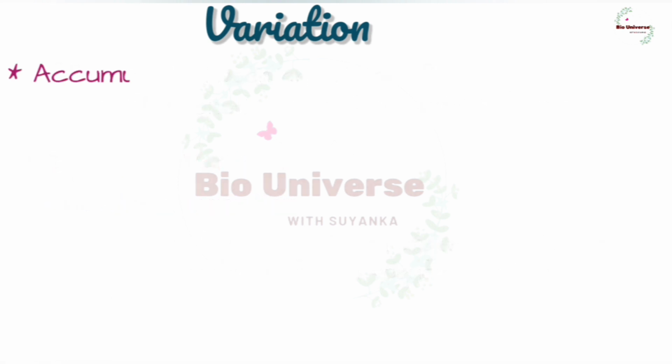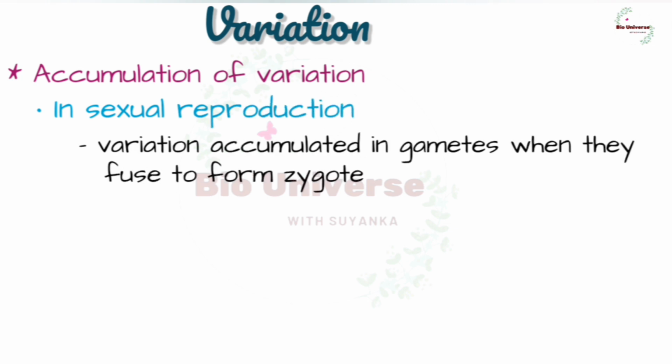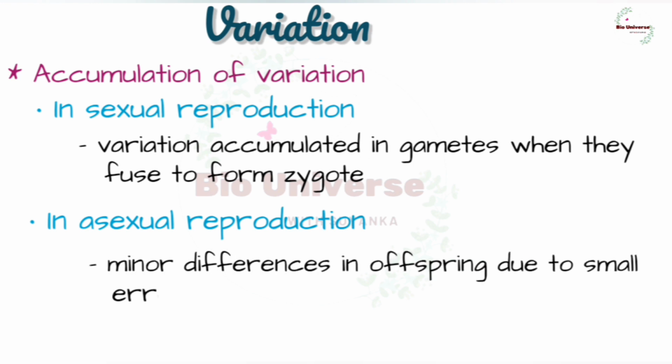An advantage of sexual reproduction is that the variations accumulated in the gametes of each sex are combined when they fuse to form the zygote. Hence, an offspring produced from the zygote receives and carries the variations of both the parents. On the other hand, in asexual reproduction, there are more differences among the offspring. These are due to small errors in DNA copying.